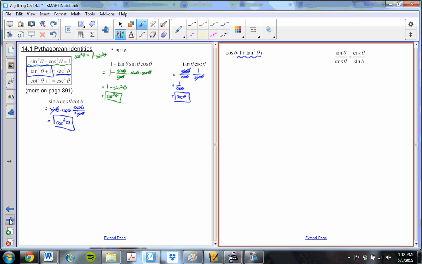So this is the same as cosine theta times secant squared. That secant squared, I know, is 1 over cosine squared. So this 1 cosine on top cancels with 1 of these cosines on the bottom, and you end up with 1 over cosine, which is secant.